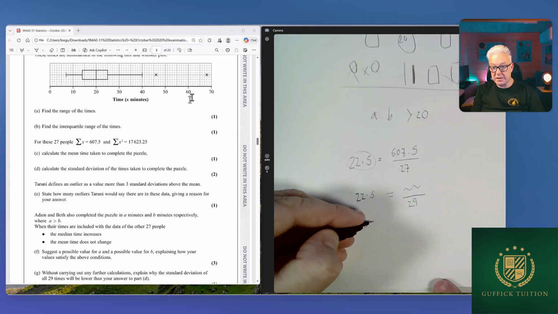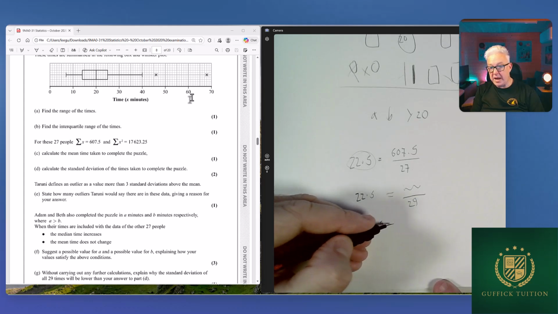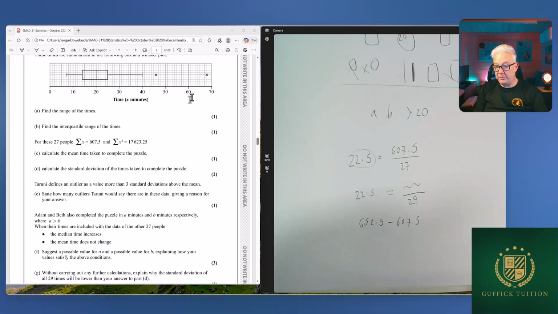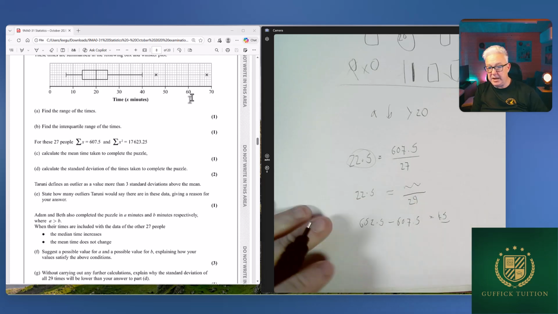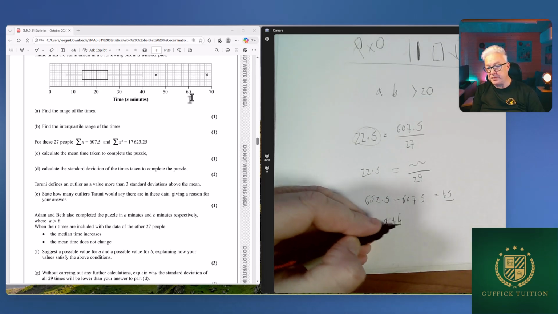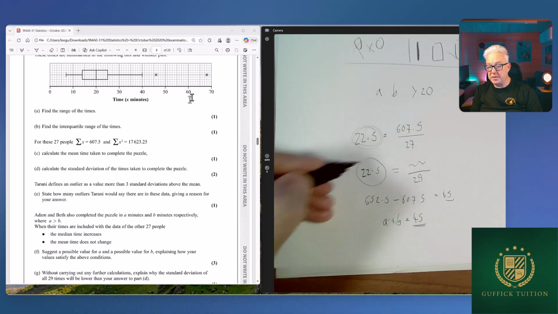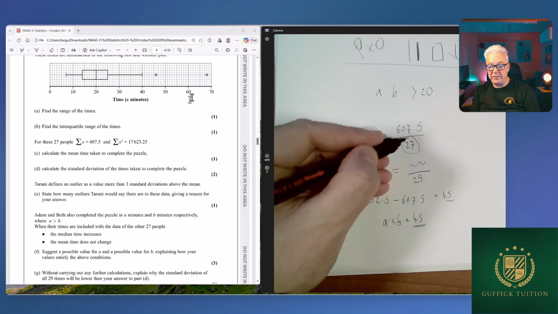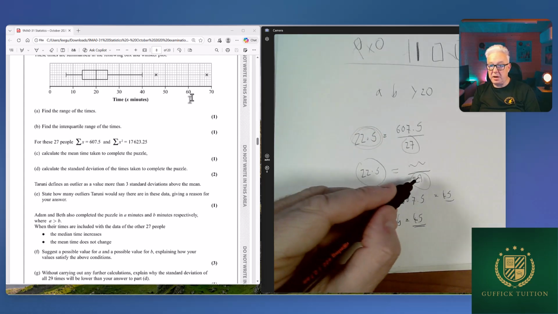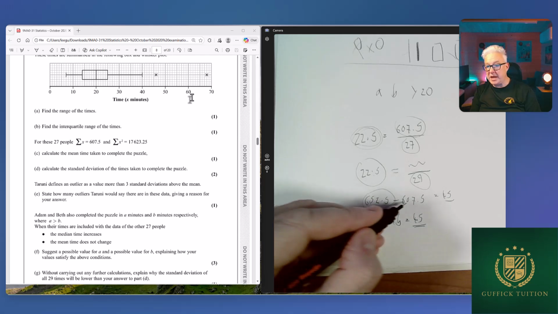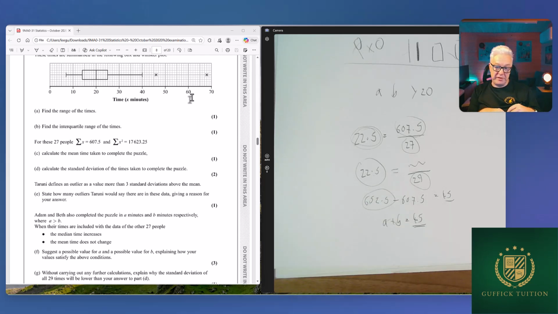So 22.5 times 29 is 652.5. Now, if we take away the 607.5, the original one, then we get 45. Okay, so what we can basically say is that we know that A plus B must equal 45. Okay, because the mean has to stay the same, so it stays as 22.5, but instead of 27 pieces of data, we've now got 29. So when you multiply those together, instead of being 607.5 it is 652.5. But then when we take away that 607.5, the original one, we get 45. Okay, so we know that A plus B must equal 45.